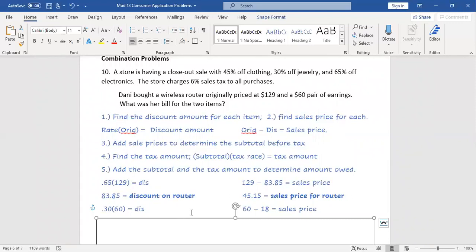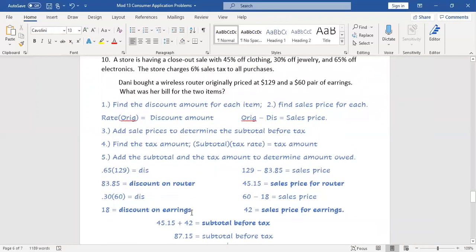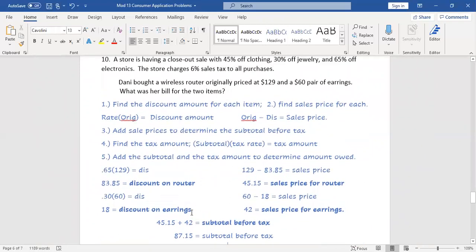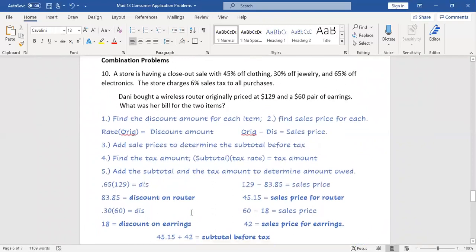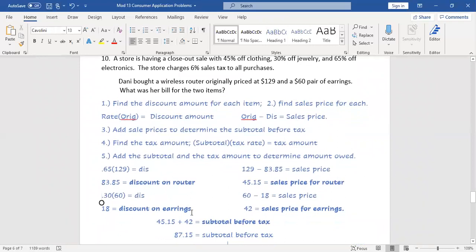Now I'm going to have to determine the value of discount taken away from the earrings. Well, the earrings have a 30% discount. So that particular item is multiplied by 0.30. The earrings cost $60, so 3/10 of 60 is going to give me 18. $18 is the discount amount on the earrings.